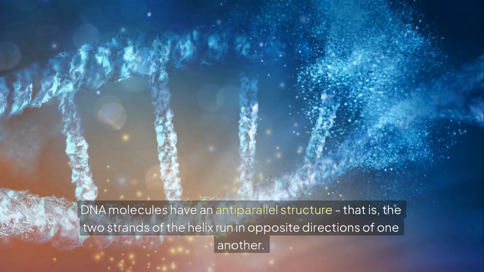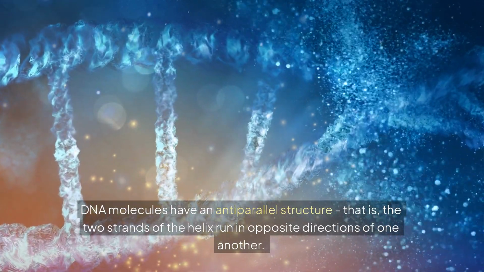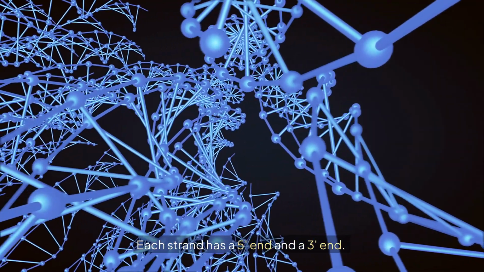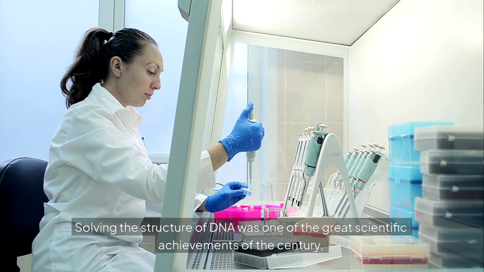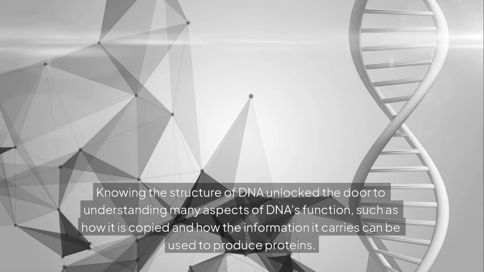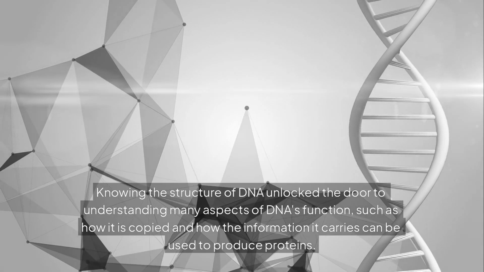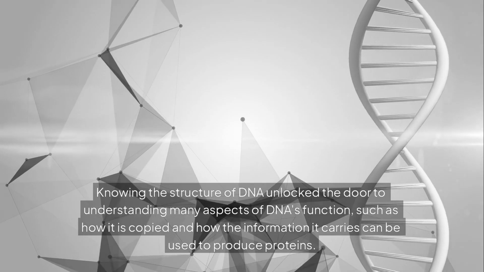DNA molecules have an anti-parallel structure. That is, the two strands of the helix run in opposite directions of one another. Each strand has a 5' end and a 3' end. Solving the structure of DNA was one of the great scientific achievements of the century. Knowing the structure of DNA unlocked the door to understanding many aspects of DNA's function, such as how it is copied and how the information it carries can be used to produce proteins.